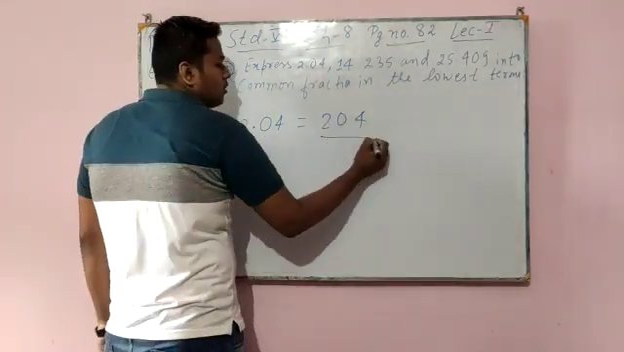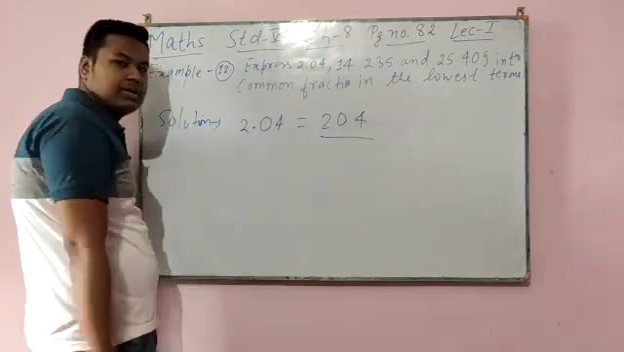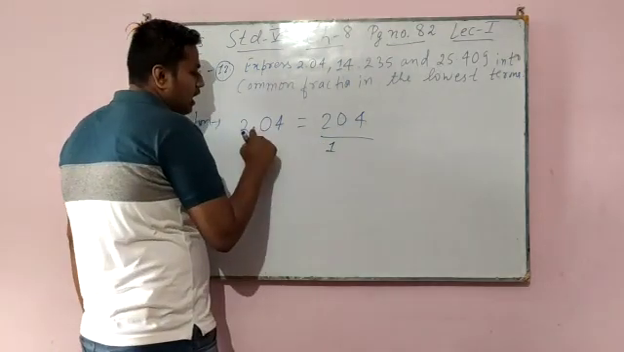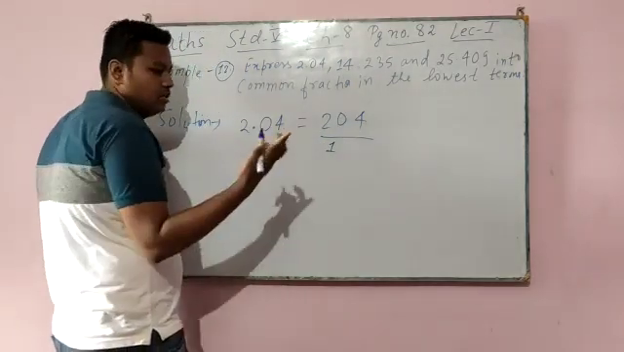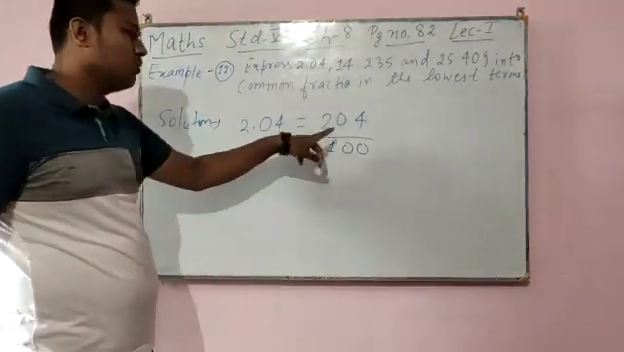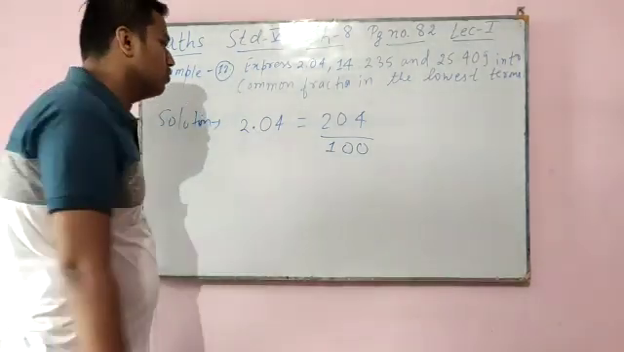Now see. I told you to start from the decimal. So the number 204 I have written in the numerator. Now decimal, take it as 1. After the decimal, how many numbers are there? 2 numbers, 0 and 4. So put 2 0. Now decimal take 1, after the decimal 2 0, so put 1 0 0.